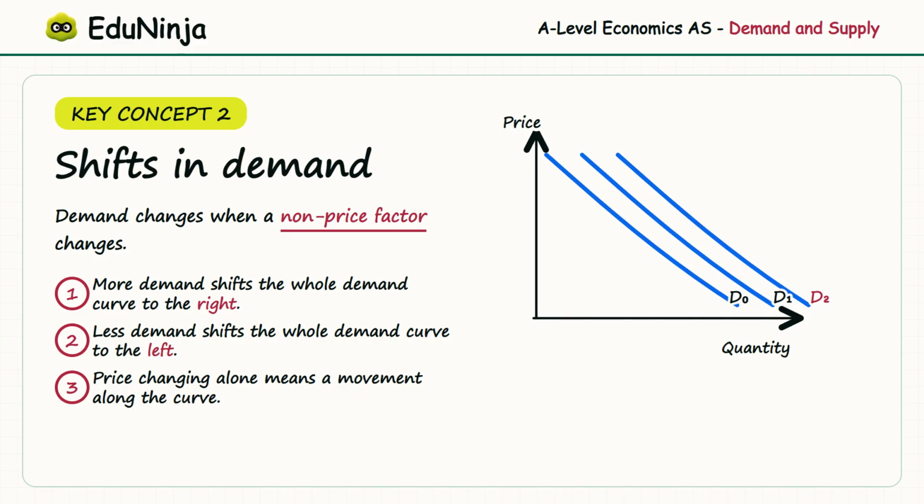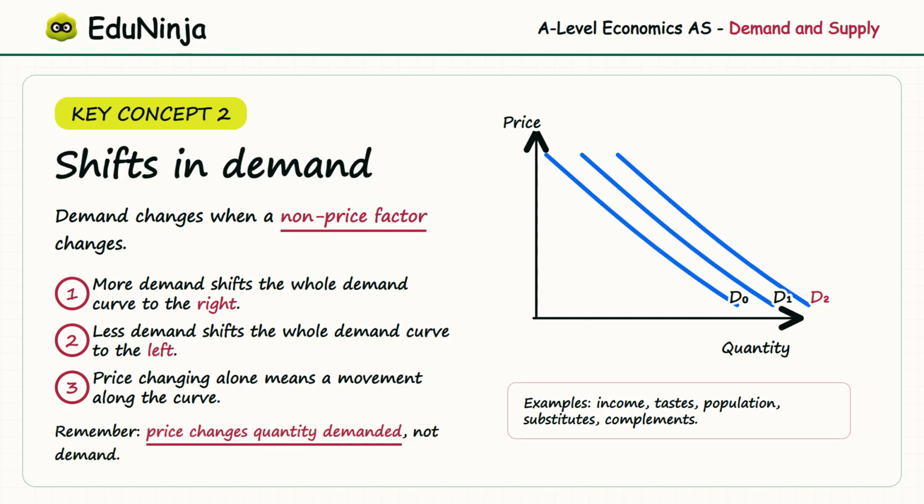Common causes include income, taste, population, substitutes, and complements. So if income rises for a normal good, demand may shift right. If a close substitute becomes cheaper, demand for this good may shift left. Remember, price changes quantity demanded, not demand itself.